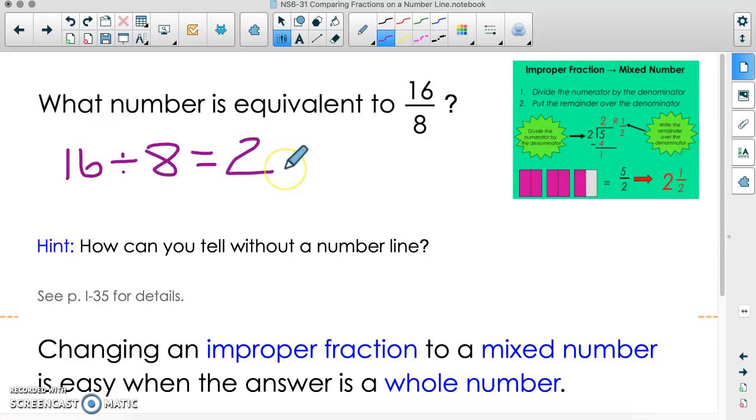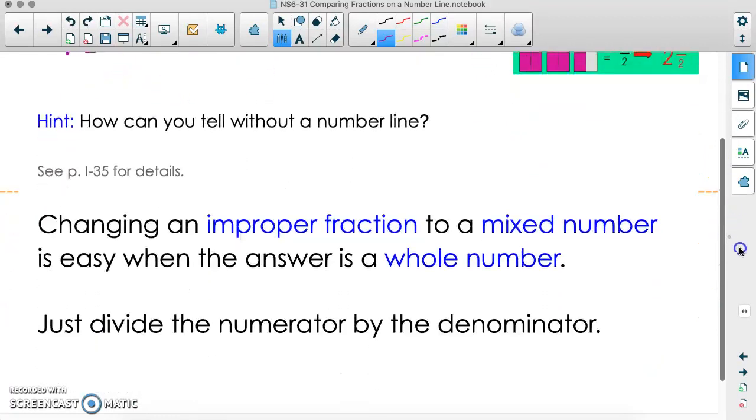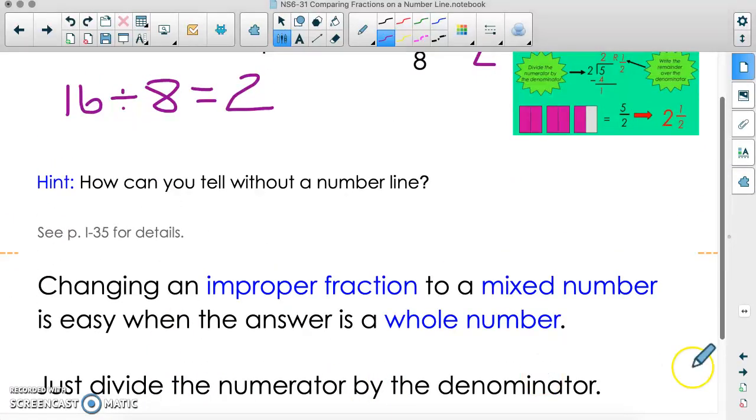So just by simply changing an improper fraction to a mixed number, it's really easy when that answer is going to be a whole number. So our answer here is just 2. There's no fraction involved. So what number is equivalent to 16/8? The answer is going to be 2. It divides nice and easily. So remembering, changing an improper fraction to a mixed number is easy when the answer is a whole number. We're going to just divide the numerator by the denominator.